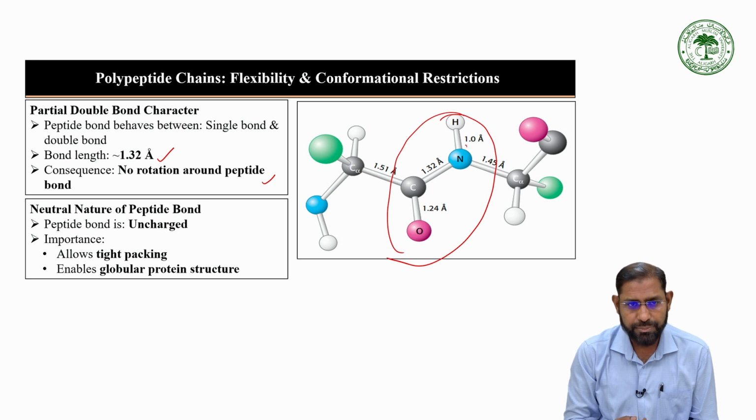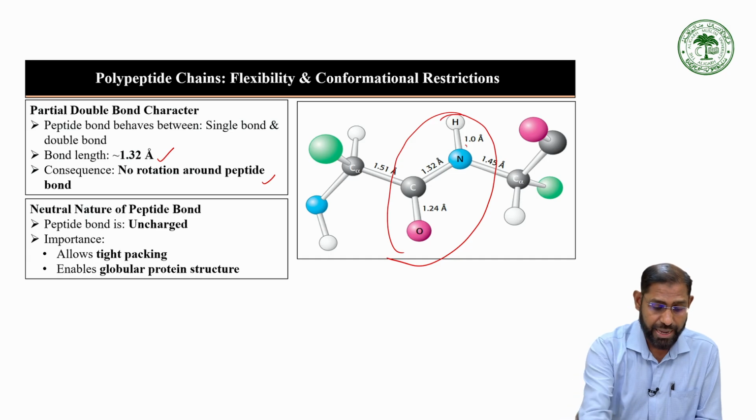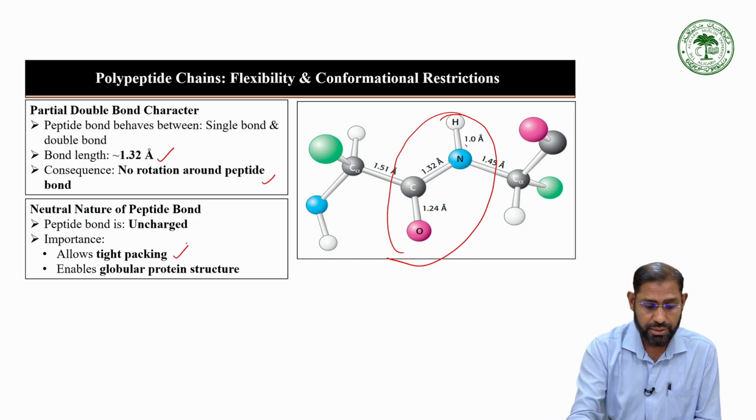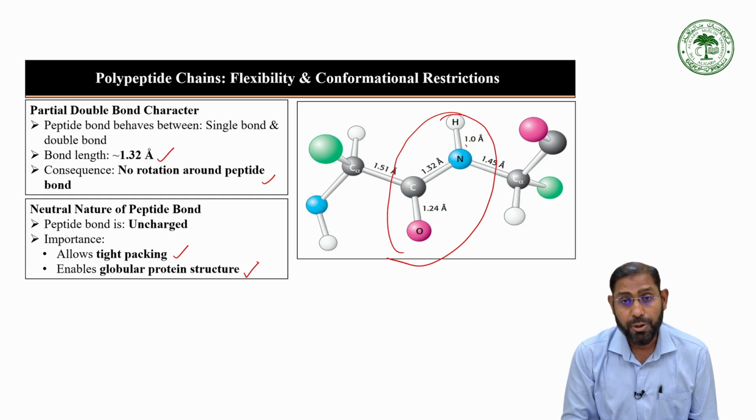The peptide bond is uncharged, meaning it has no charge, and this allows tight packing of the peptide bonds in the protein and also enables the global protein structure. Because of that, proteins acquire a globular structure because of peptide bonds.